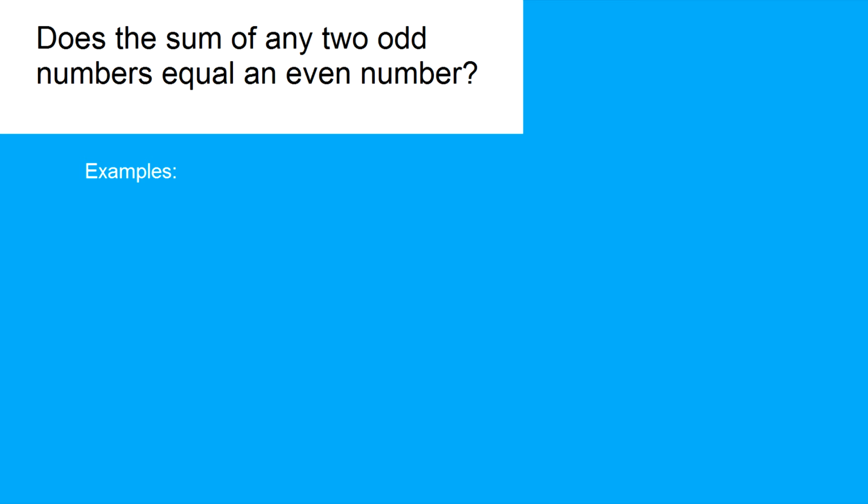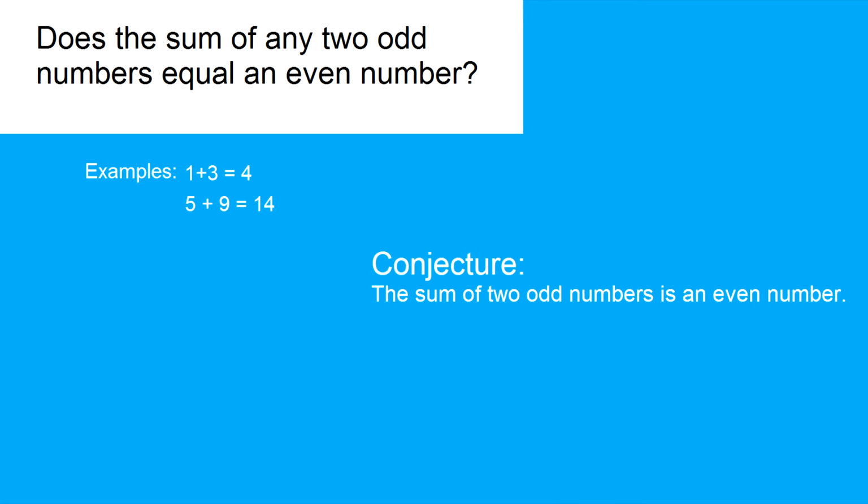For example, if you think that the sum of any two odd numbers is an even number, first you would list examples such as 1 plus 3 equals 4 or 5 plus 9 equals 14. After multiple examples, if you begin to see a pattern, then you create a conjecture. Because you have realized that the sum of any pair of odd numbers is even, your conjecture would be the sum of two odd numbers is an even number, or something similar.